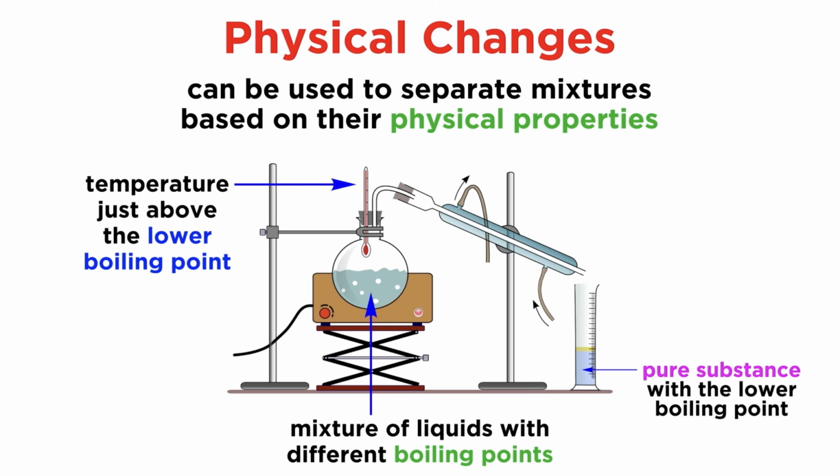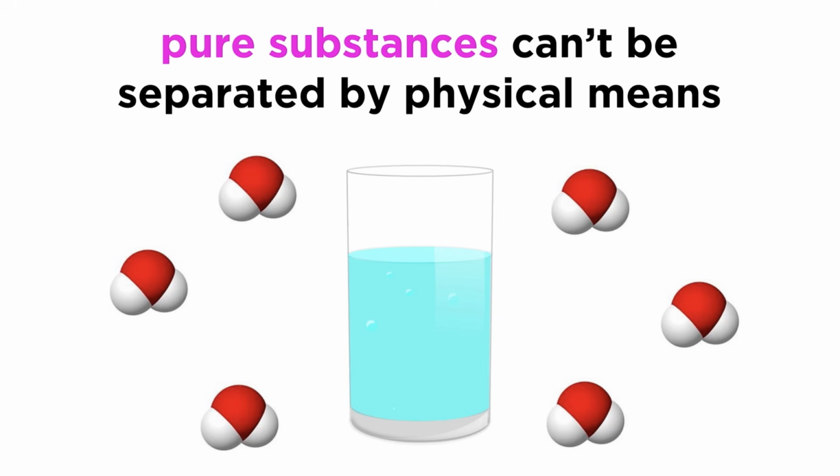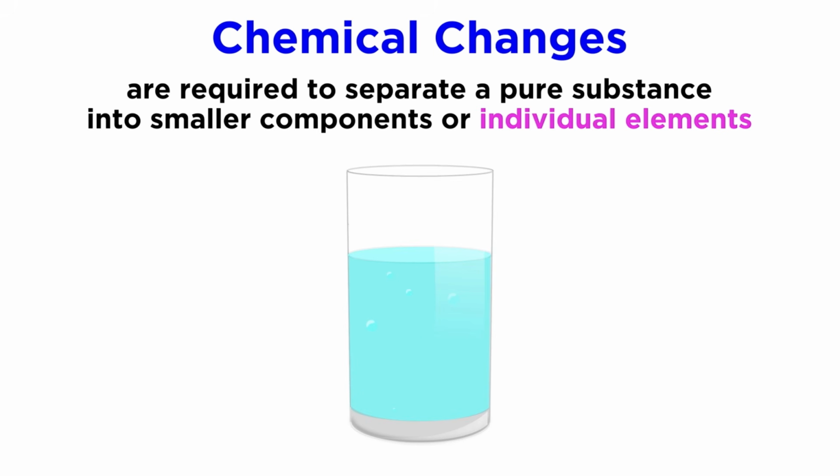An example of this would be using distillation to separate two liquids based on their differing boiling points, boiling one of them and not the other. Unlike mixtures, however, pure substances cannot be separated by physical means because every molecule in a sample of that pure substance has precisely the same set of physical properties and would react identically to any stimulus. So a pure substance can only be separated by a chemical change.